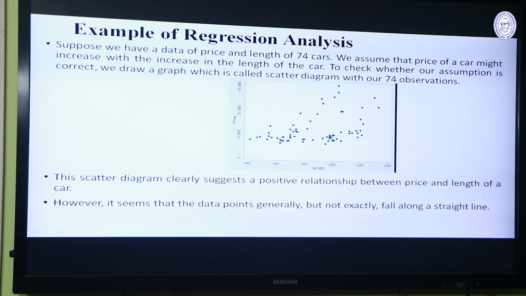For that purpose we have to examine the relationship, and so we get our 74 observations. Now, on the horizontal axis we plot all our 74 values of length, and on the vertical axis the corresponding prices are plotted, and all these combinations, these points, are plotted in a graph which you all know is called the scatter diagram. This is the scatter diagram which we have constructed from those 74 observations.